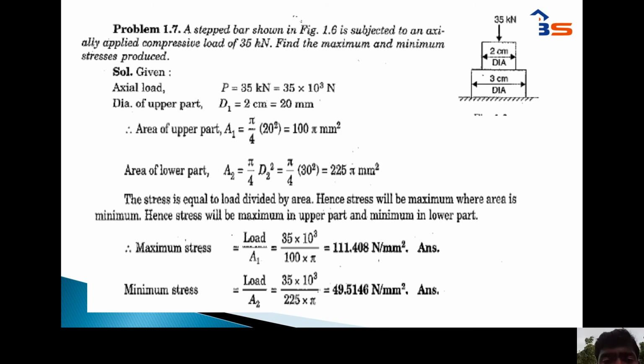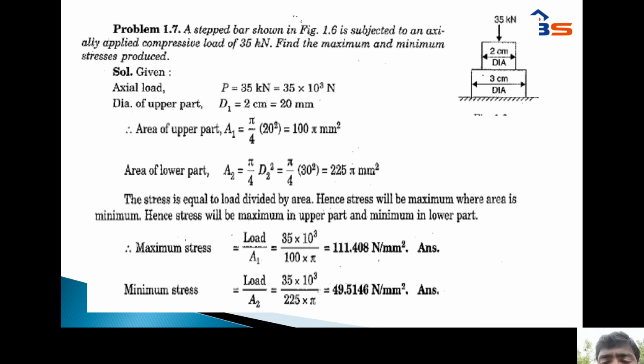Next, minimum stress equals load by cross-sectional area. This is the area A2. The load is 35 × 10³ divided by 2225 × 5, which equals 49.5146 Newton per mm². This is the minimum stress. In this problem, we calculated the maximum and minimum stresses produced.